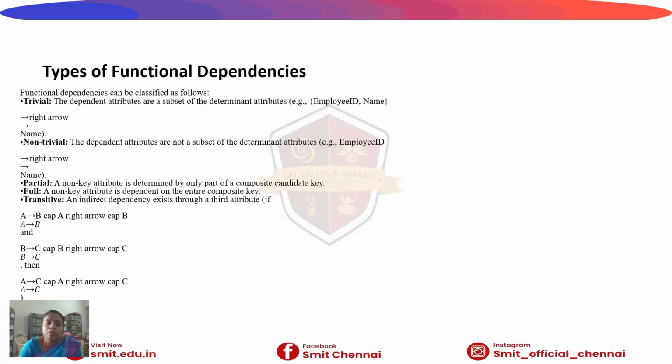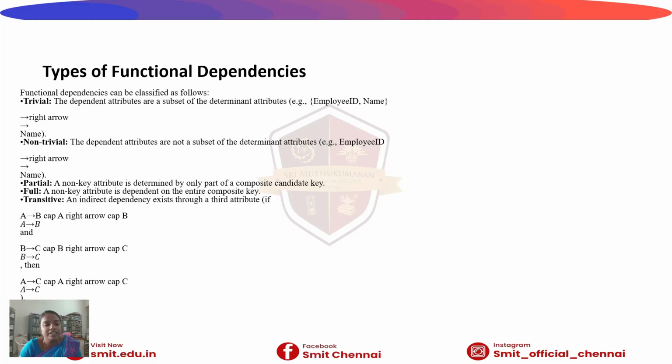Then we are moving on to types of functional dependency. Functional dependency is classified as trivial, non-trivial, partial, full, and transitive. Now, trivial: the dependent attribute is a subset of the determinant attributes. It is a subset. Example, employee ID and name. Next, moving on to non-trivial: the dependent attribute is not a subset of the determinant attributes. Example, employee ID and name.